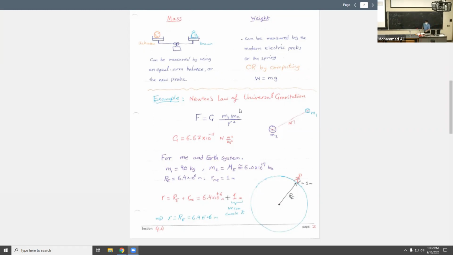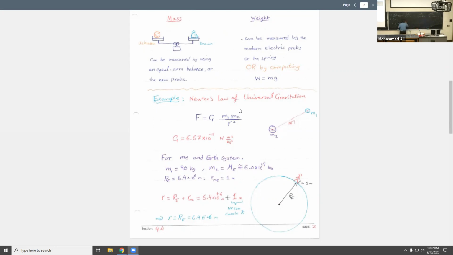Now, the mass of the sun is equal to 2 multiplied by 10 to 30 kilograms. The mass of the Earth, as we said, is equal to 6 multiplied by 10 to 24. The mass of the moon is equal to 7.3 multiplied by 10 to 22 kilograms.